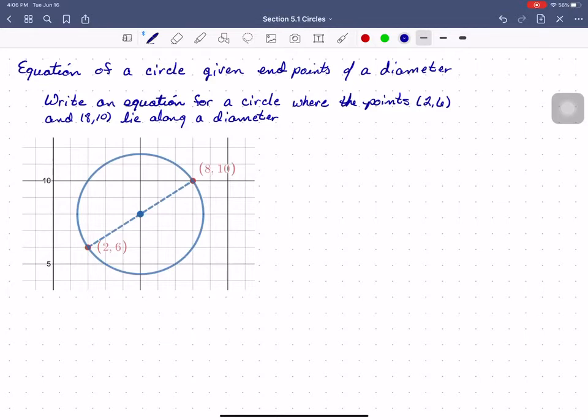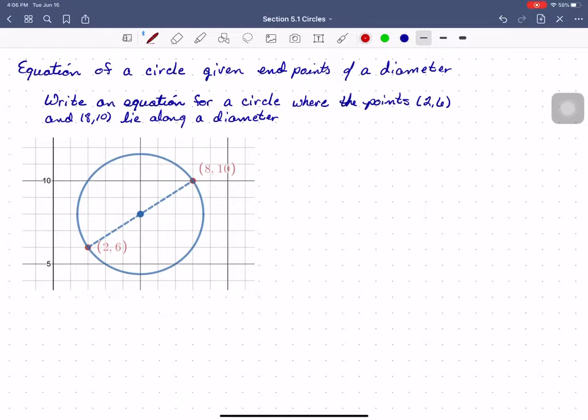I want to work through with you an example of finding the equation of a circle if we are given only the endpoints of a diameter. So the problem says, write an equation for a circle where the endpoints (2, 6) and (8, 10) lie along a diameter. And what I have here is a schematic of this situation.